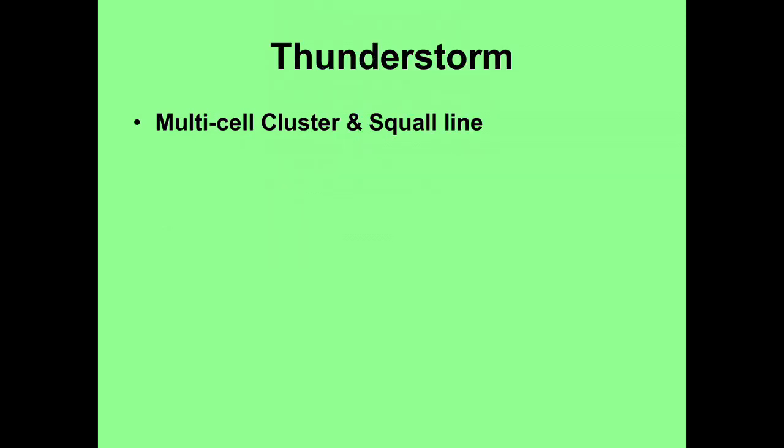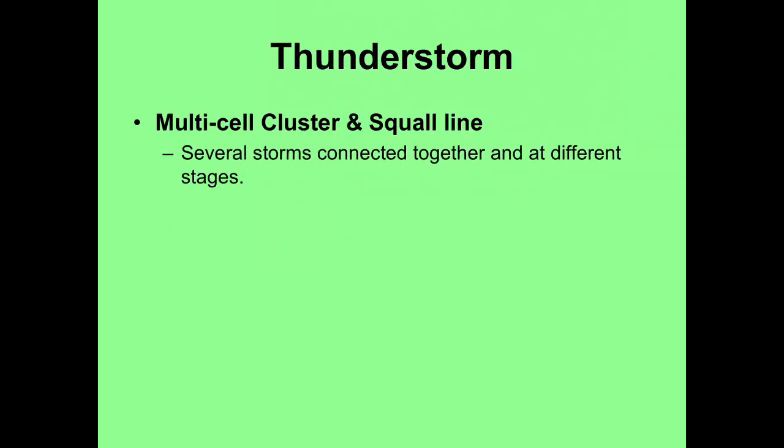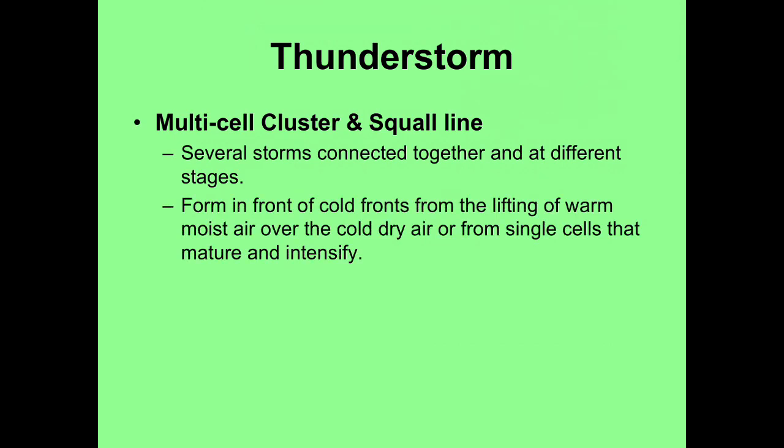A multi-cell cluster and squall line. Several storms are connected together and at different stages, forming in front of a cold front from the lifting of the warm, moist air over the cold, dry air, or from single cells that mature and intensify. So as a cold front comes through, it's a pretty steep line of cool air moving in, a very vertical shaped line. So the air can lift quickly along that front passage, lifting the warmer air high into the cooler air above.